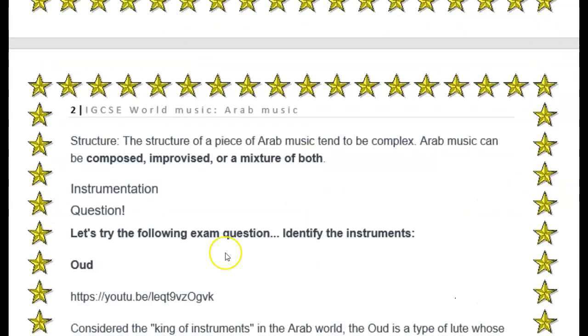So if I carry on now, the structure of a piece of Arab music tends to be complex. Now this is not tuck-tuck or shabby music. It can be improvised. The instrument that you need to know for this examination is the oud.